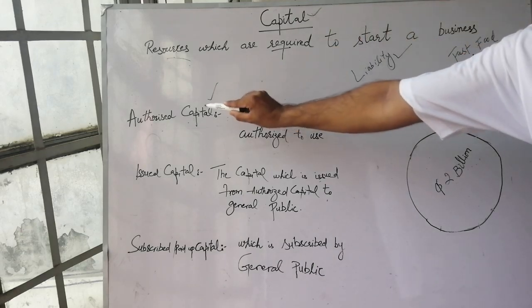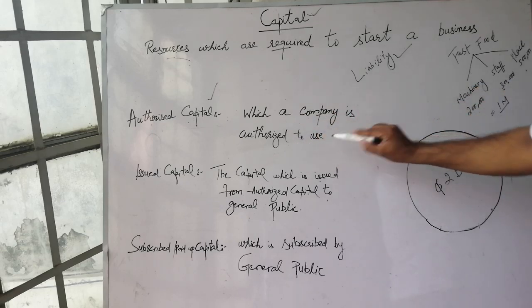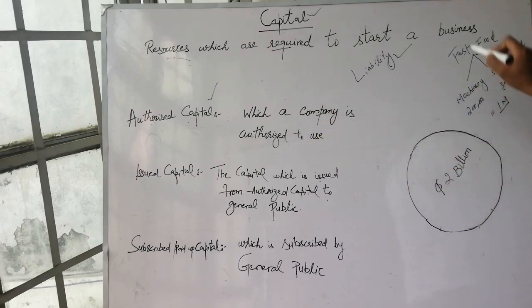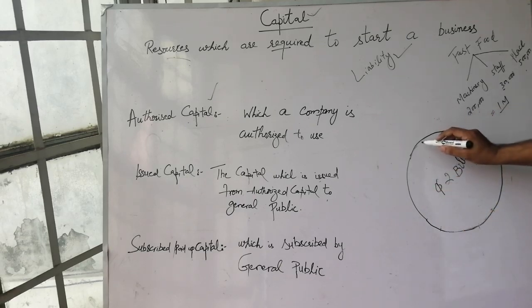Now let's discuss the authorized capital. Authorized capital is what a company is authorized to use. It is the total value of the capital which a company can use and can issue during its whole life. Suppose we say 2 billion capital. This is the 2 billion capital which a company will use and issue during its whole life.